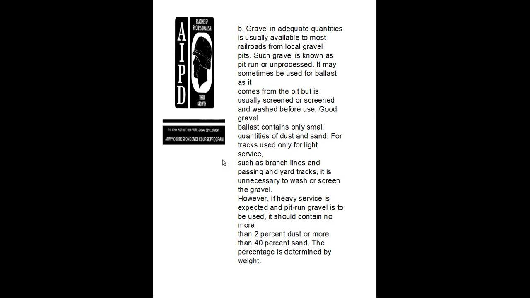Gravel in adequate quantities is usually available for most roadbeds from local gravel pits. The gravel is known as pit run, unprocessed. Sometimes it can be used as ballast as it comes from the pit, but it is usually screened and washed before use. Good gravel ballast contains only a small quantity of dust and sand. For tracks used for light service, such as branch lines and passing and yard tracks, it is unnecessary to wash and screen the gravel. However, if heavy service is expected, pit run gravel is to be used that contains no more than 2% dust and no more than 40% sand. The percentage is determined by weight.